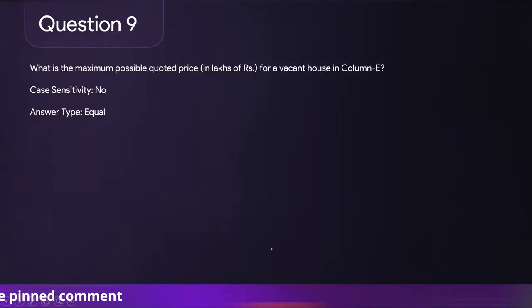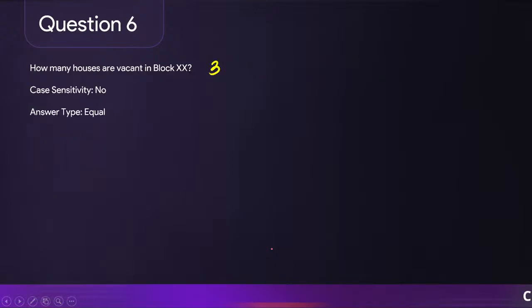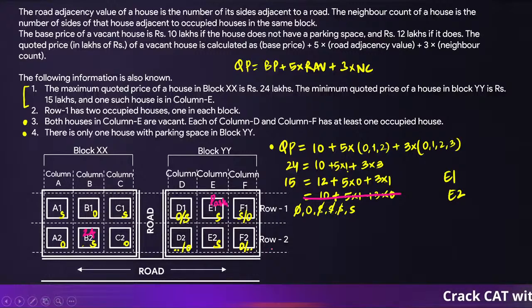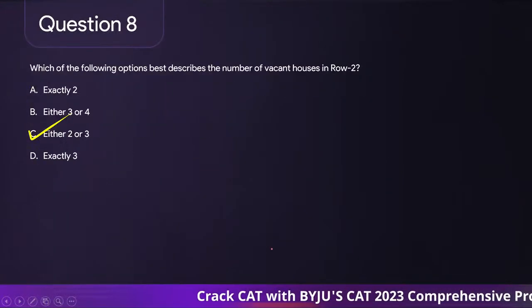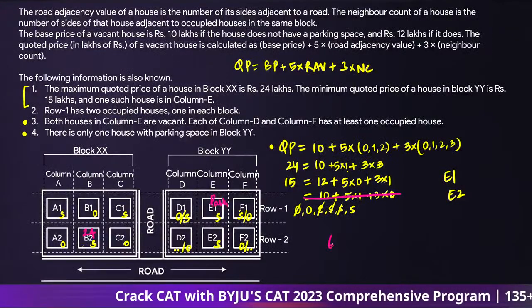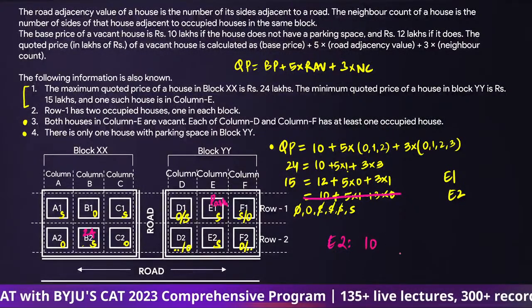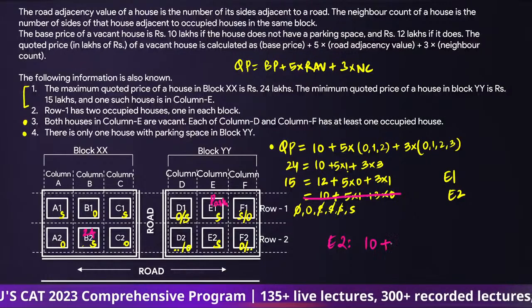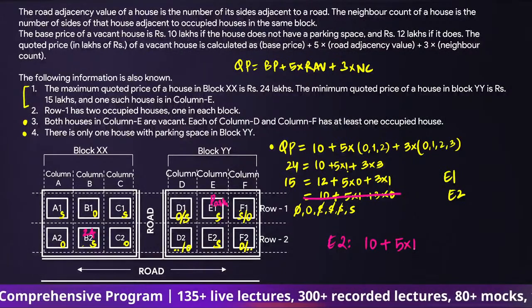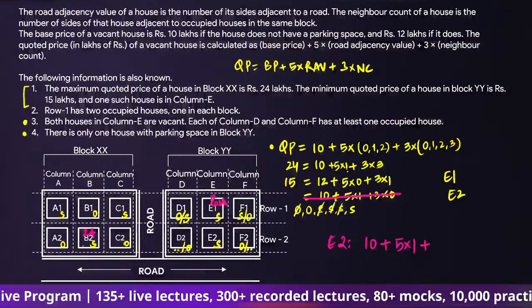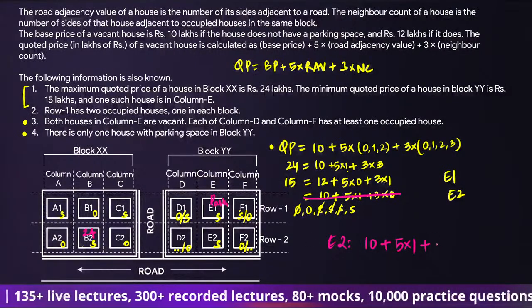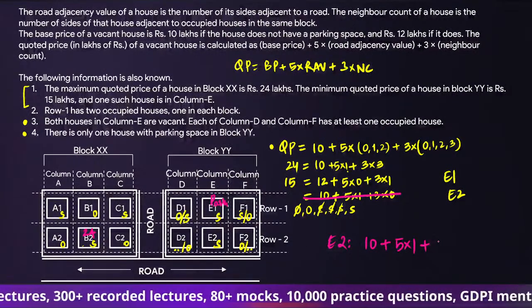Okay. What is the maximum quoted price for a vacant house in column E? So column E mein we have already seen 15 is 1. What about E2? Now, if you look at E2, E2 cannot have a 12, right? So this is going to have a 10 plus roadside hone ke karan ye, plus we can have both of them occupied, right? So दोनों को occupy करेंगे तो बढ़ जाएगा.